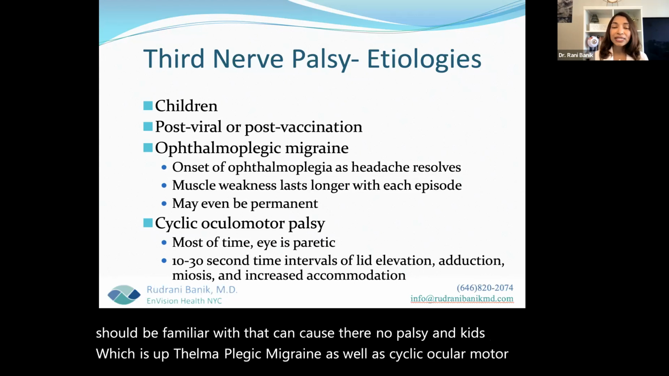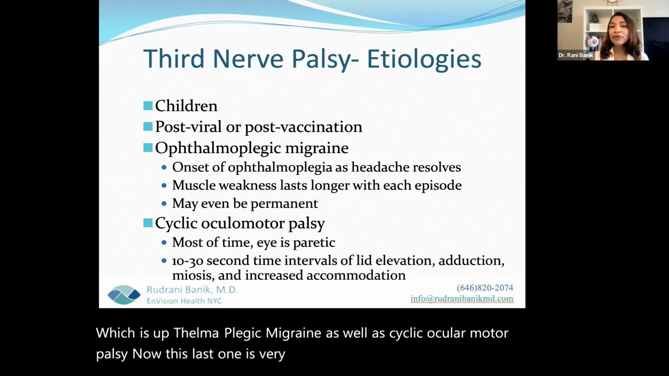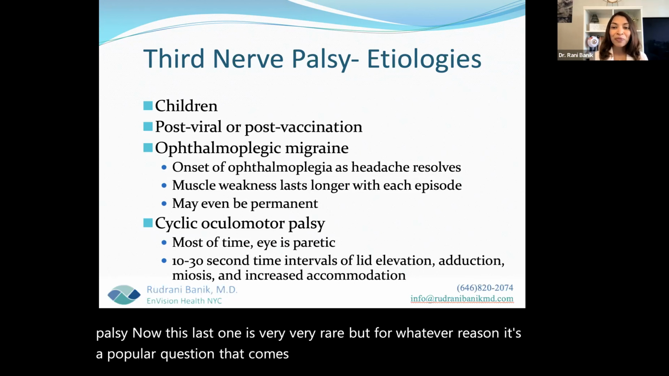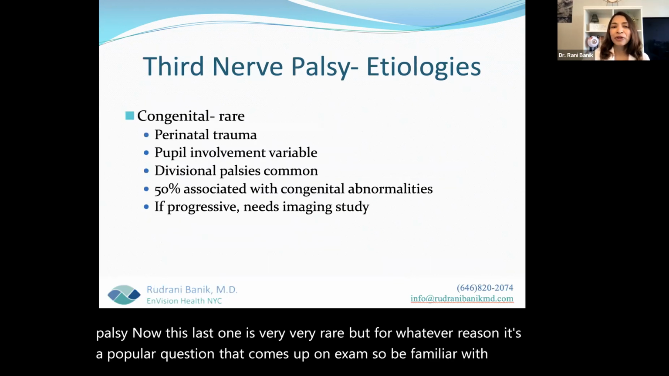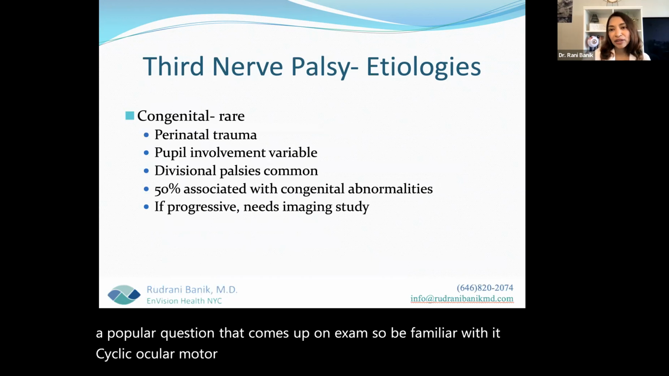Now, this last one is very, very rare, but for whatever reason, it's a popular question that comes up on exam. So be familiar with it, cyclic ocular motor palsy. And then, of course, congenital palsies can happen from birth trauma, et cetera.